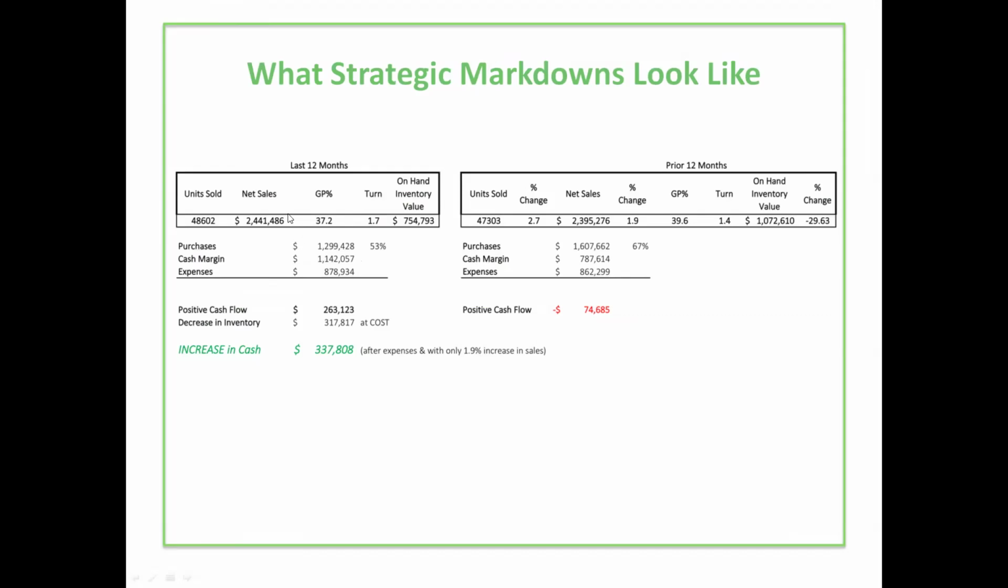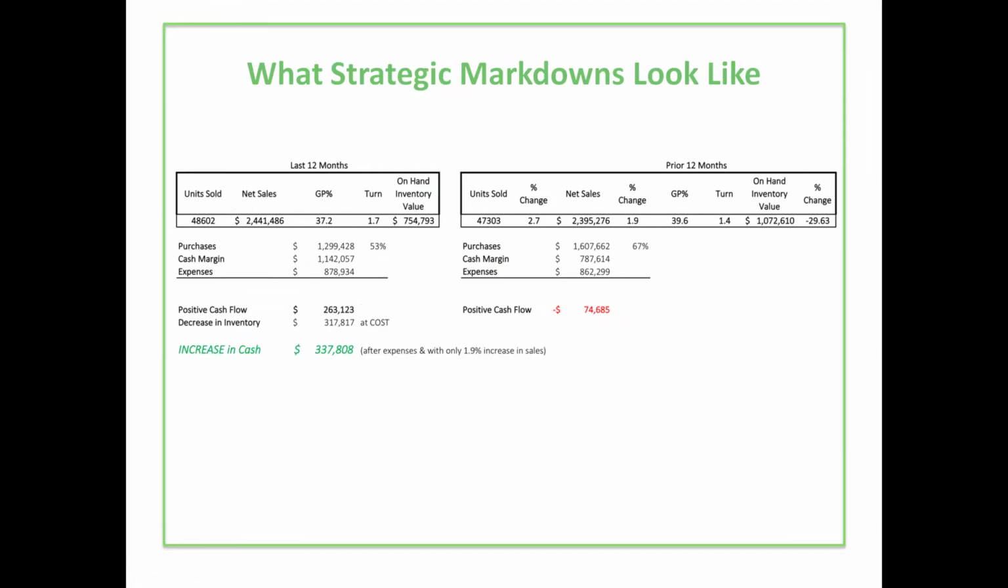Our cash margin is the sales minus the cost of our purchases, so 1.142057 million. Now in order to get our cash flow, we subtract our expenses. So it is net sales minus our purchases minus our expenses. And that gets us to a positive cash flow of $263,123.